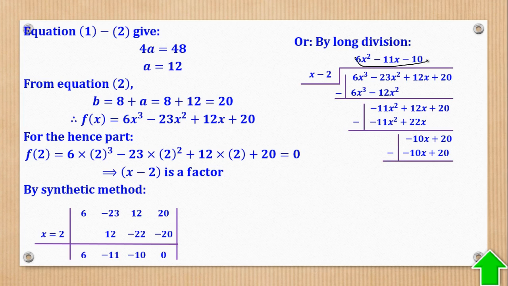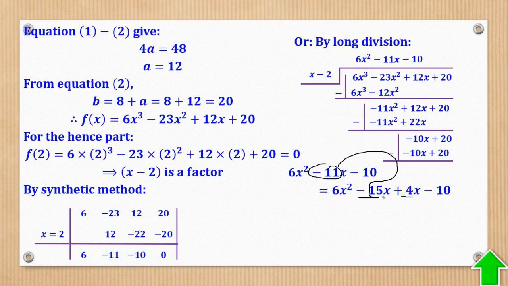So now this one is what will give us the other two factors of this f(x). So come and look for factorizing it. You are going to look at two factors whose sum is negative 11 and product is negative 60. So those two factors are negative 15 and positive 4. That is why where there was negative 11, I've replaced it with negative 15 and positive 4.